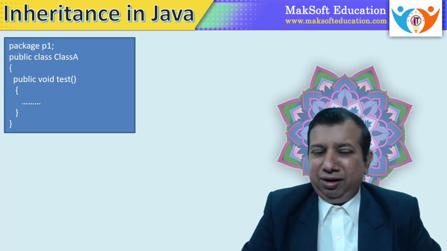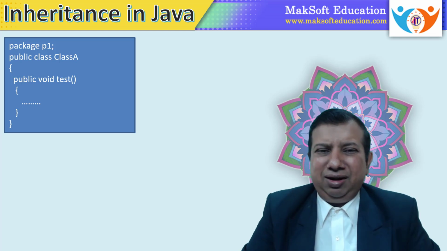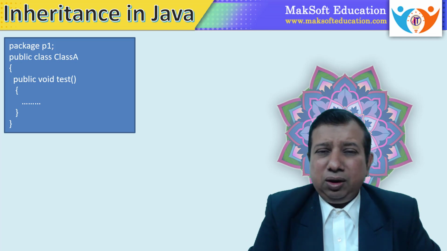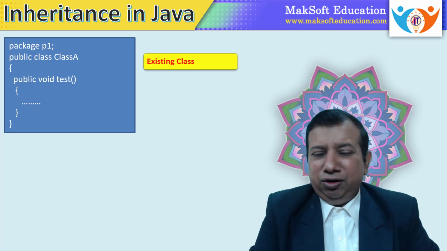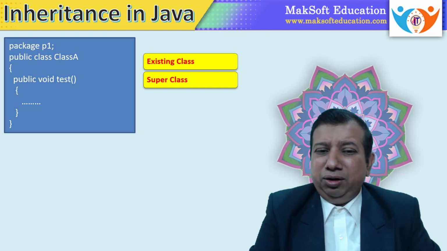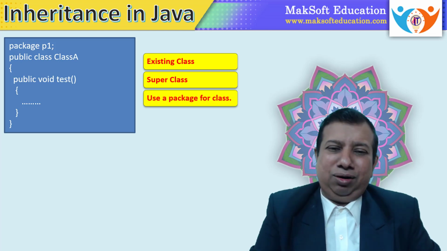This P1 contains class A, and class A contains the method test. This is called the base class. This is the existing class. It is called a super class in Java, and we have to use a package for the class.